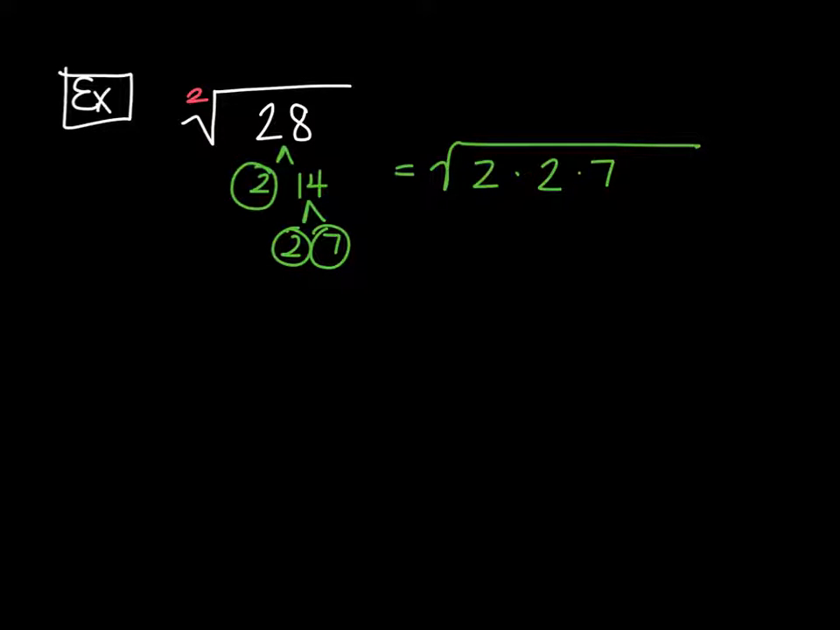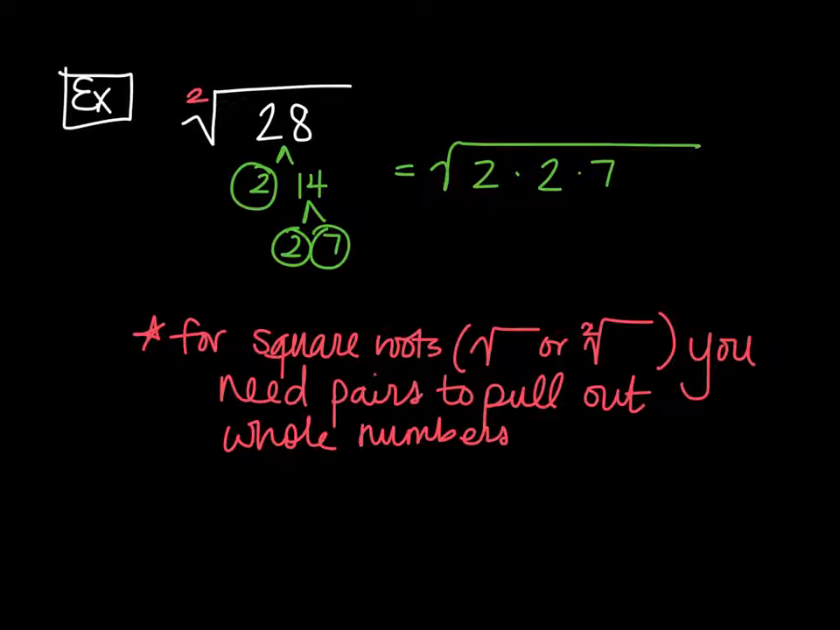So for square roots, you probably need to put a little star. I'm going to write that note down for you. Okay, for square roots, written either way, you need pairs to pull out whole numbers. So in this example at the top, I have a pair of 2s, which is going to pull out a whole number. Unfortunately, the 7 doesn't have any other pair, any other 7 to go with.